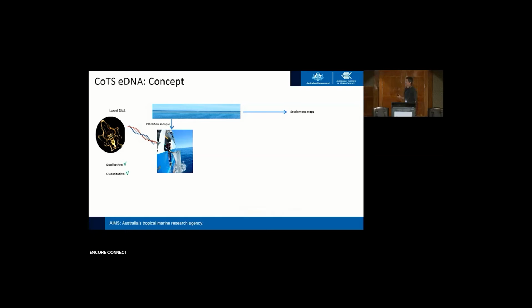We have a specific primer, as I'll show in a minute, just for COTS, and we can quantify the copy numbers of that primer, and we can work out what the number of COTS or the number of larvae is from that. So briefly, again, these are the three different topics we're going to talk about. I'm going to briefly mention the larvae.